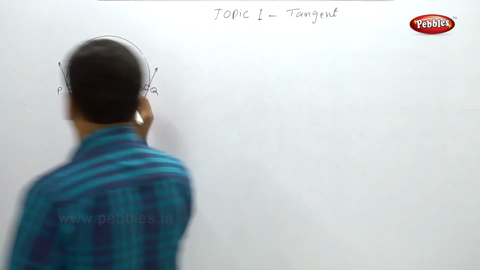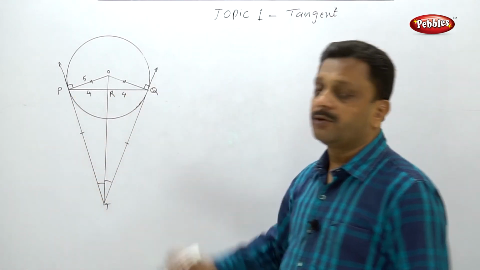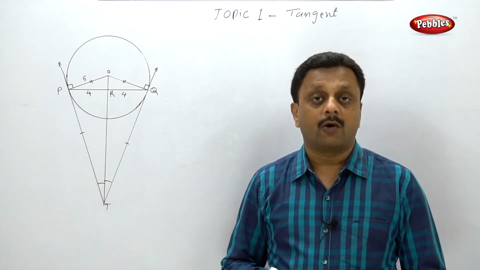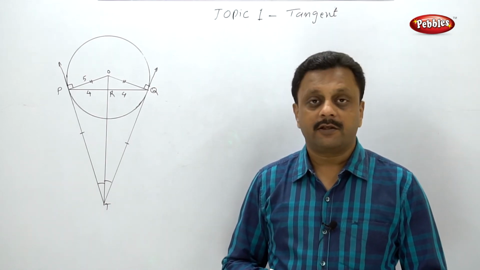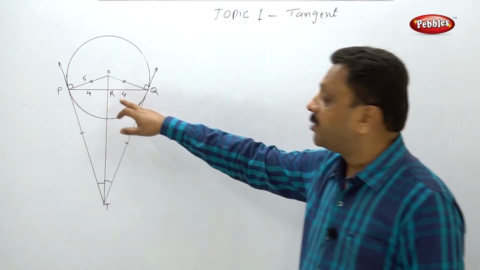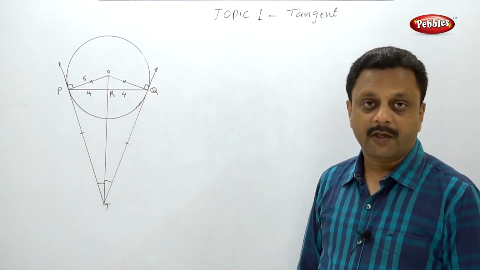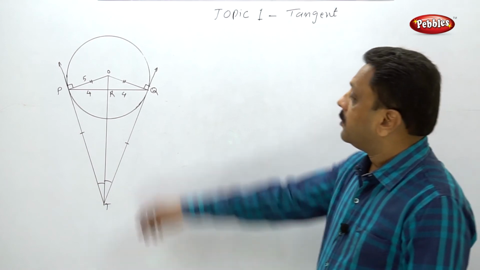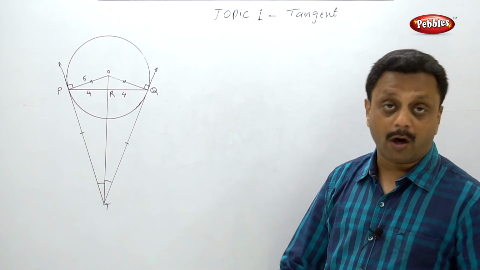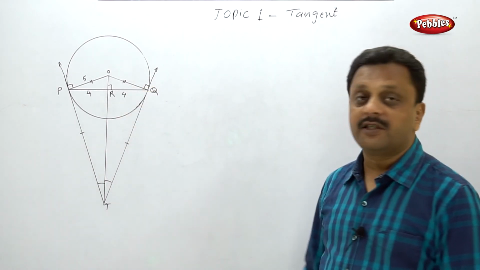So if PR is 4, RQ will also be equal to 4, corresponding sides of congruent triangles. Correct? But can you see that R has now become the midpoint of this chord. And we know that the line joining the center of the circle and the midpoint of a chord is always at right angle to it. That means this is a right angle.